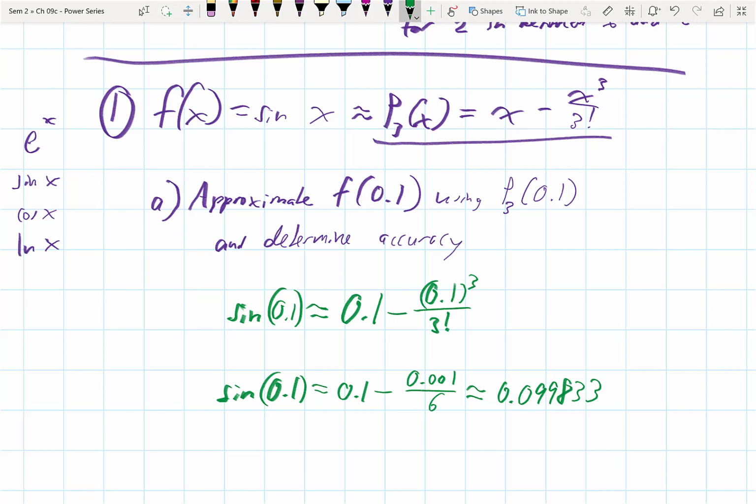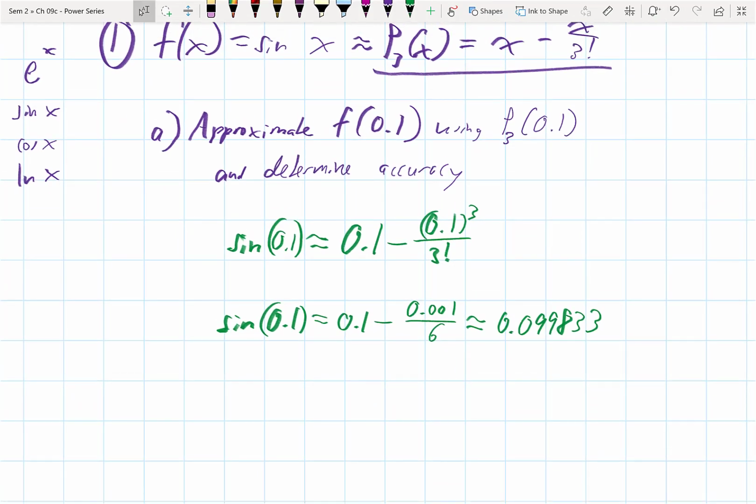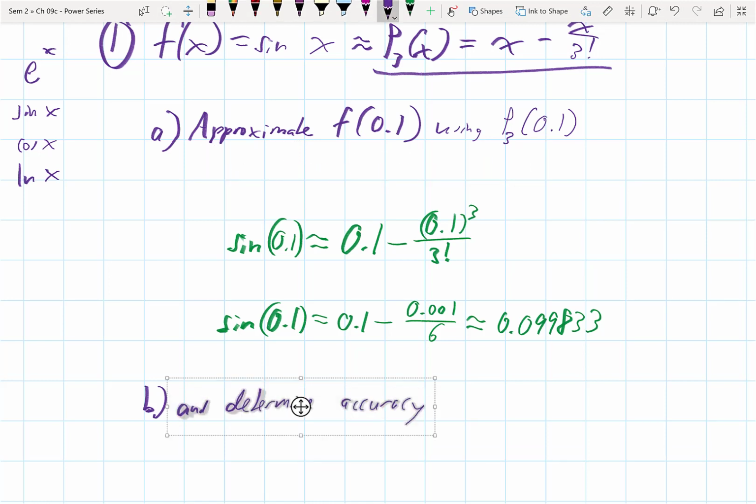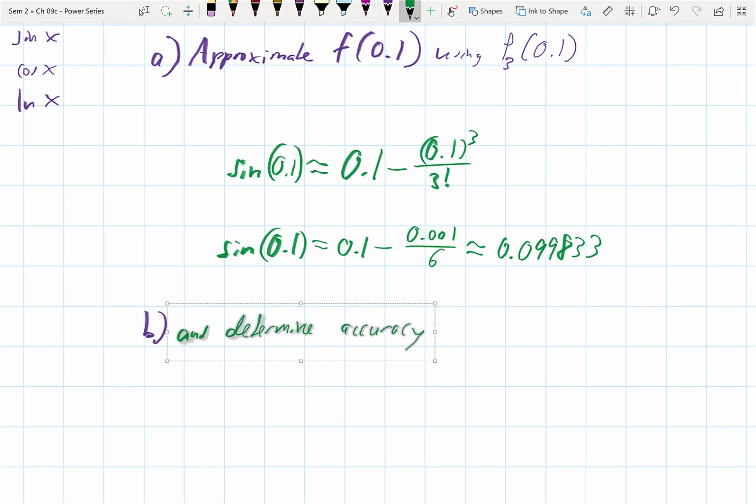And I know many of you are thinking, why am I doing this? Like, what is the point? I have a calculator that will actually calculate the sine of 0.1. But your calculator only calculates the sine of 0.1 by doing this. So let's get back to this. I've got an approximation. Let's determine the accuracy. I'm going to slide this down here to part B, and move the determine accuracy down here, so I've got this as a separate step. That way you can track what we did a little bit better later.